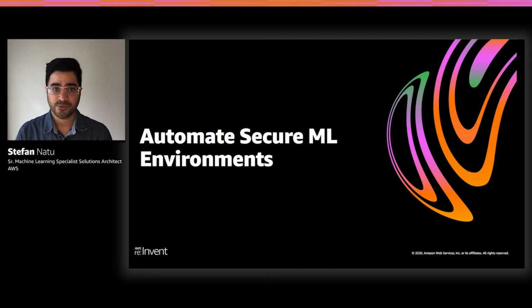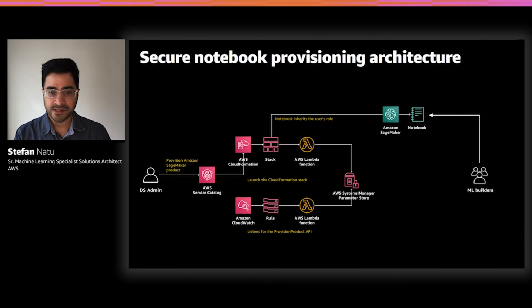You can also version those products using Service Catalog. So you can build a base environment which sets a base set of controls and then customize them as needed for different workloads. So a potential architecture pattern could be as follows. A data science admin can use the Service Catalog to provision a SageMaker notebook using the Service Catalog product, which will kick off a CloudFormation stack in the backend.